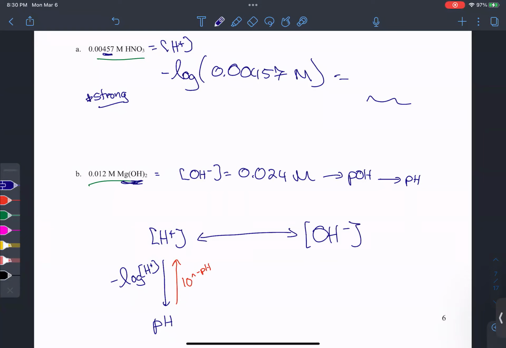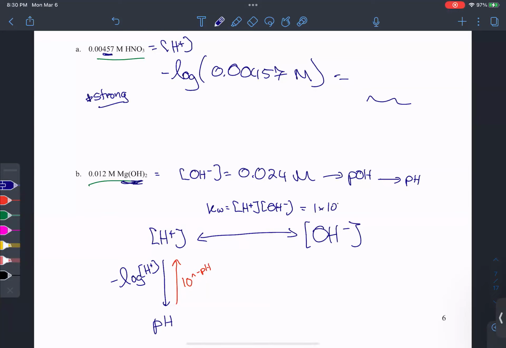How are those 2 related? Or are they related at all? Do you have to be given it? No, if you know the H plus concentration of an aqueous solution, you also know the OH minus concentration. The relationship between these things is Kw equals H plus concentration times OH minus concentration. And at 25 degrees, what is this number always equal to?